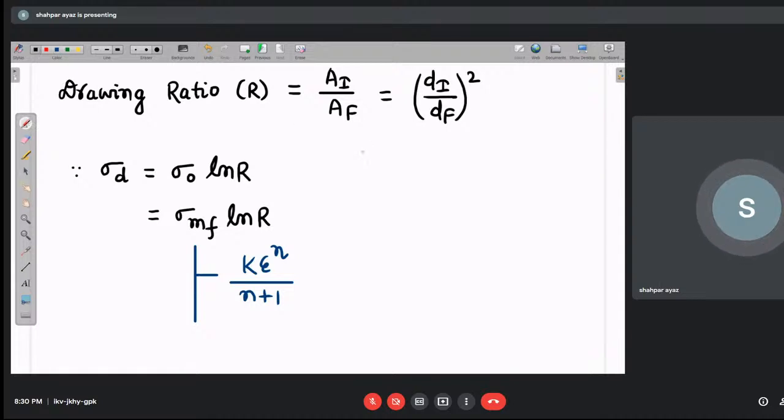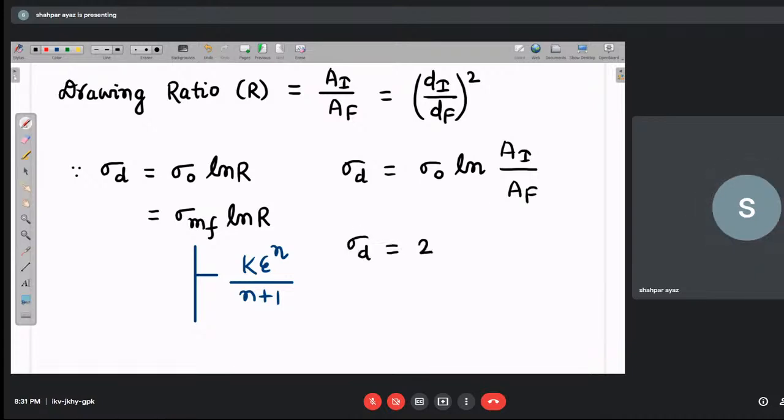So here, my dear, the drawing stress formula becomes sigma naught ln Ai by Af. In terms of diameter, this is 2 sigma naught ln Di by Df. And the rest, you know how to calculate the true strain. Whatever I taught a few days back, the 5, 6 important formulas I have written to calculate the true strain, each and every one is valid here. So this is your drawing stress.